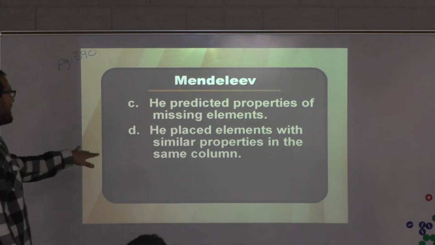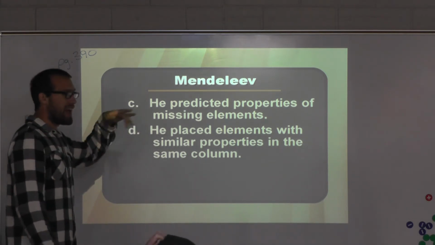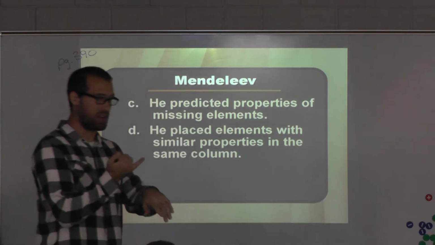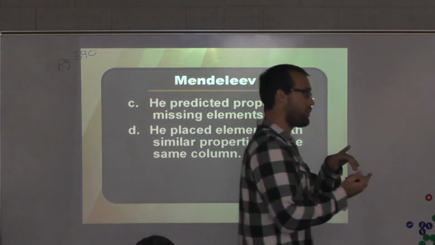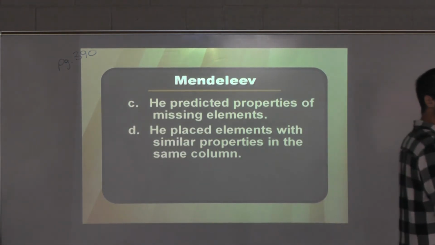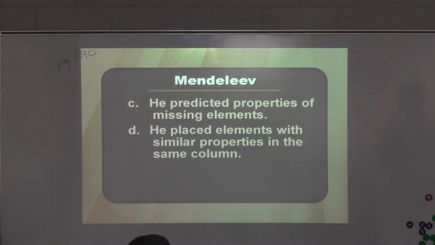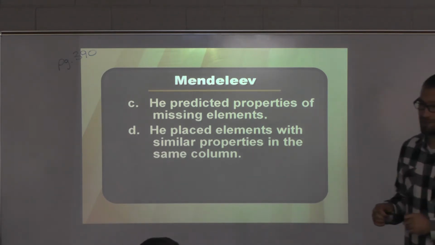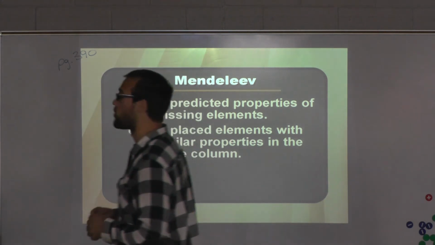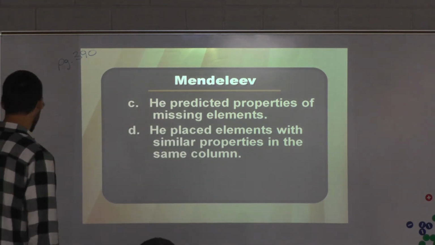Okay, so he placed elements with similar properties in columns, and not only did he predict the unknown elements, but he also pretty accurately predicted the properties that they would have, which you can understand why this guy's probably given credit for discovering the periodic table. I mean, that's pretty good experimental work, if you ask me. Okay?